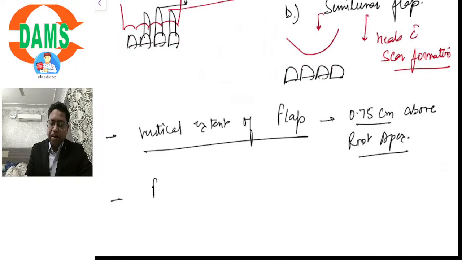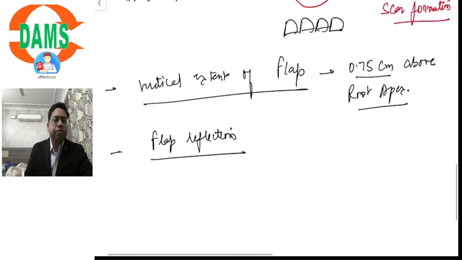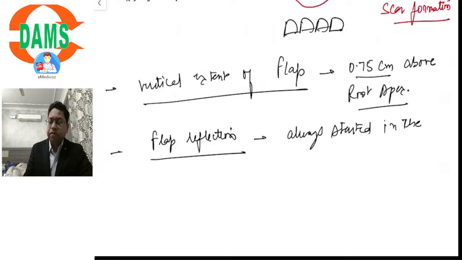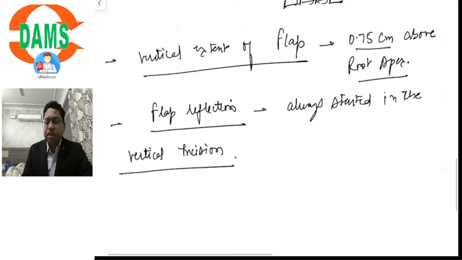Next, we'll talk about flap reflection. Flap reflection is always started in the vertical incision. It is always started in the vertical incision.